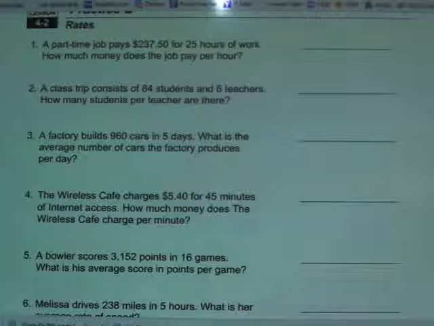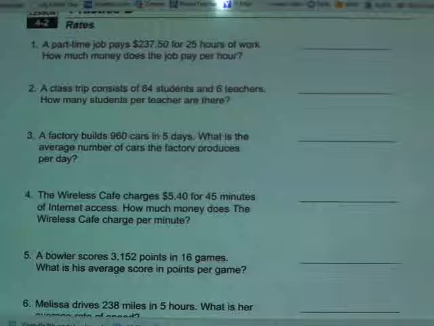This is the homework helper for Chapter 4, Section 2 in the 7th grade textbook entitled Rates. Let's begin with the first four questions. Number 1 says a part-time job pays $237.50 for 25 hours of work. How much money does the job pay per hour?